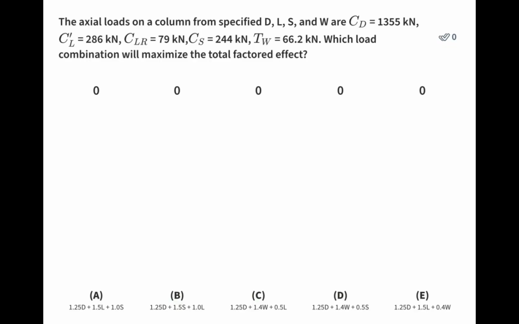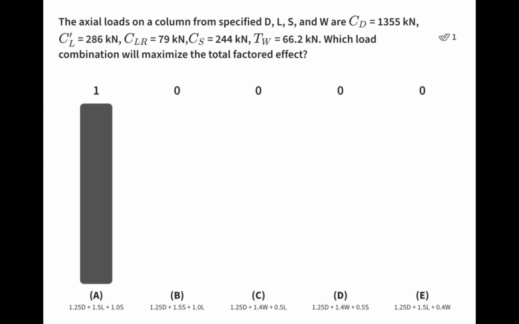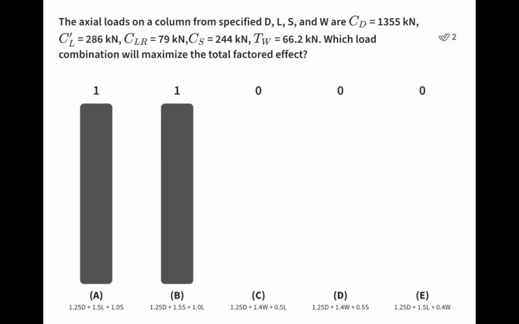We've got a compression from dead, live, roof live, and snow, and perhaps there's tension from maybe some wind load acting on the roof. How do we add those together so that we can determine what the maximum likely load will be in an extremely rare case, so that we can make sure the column has enough strength?